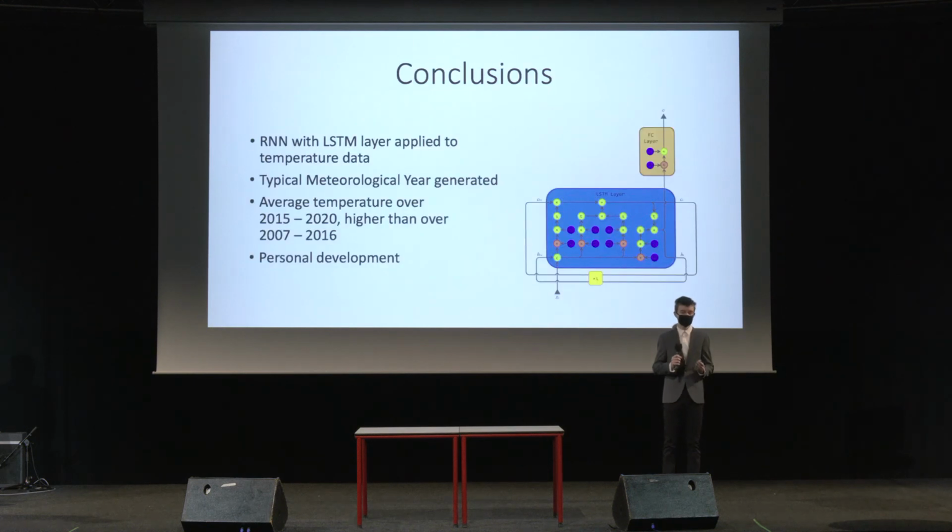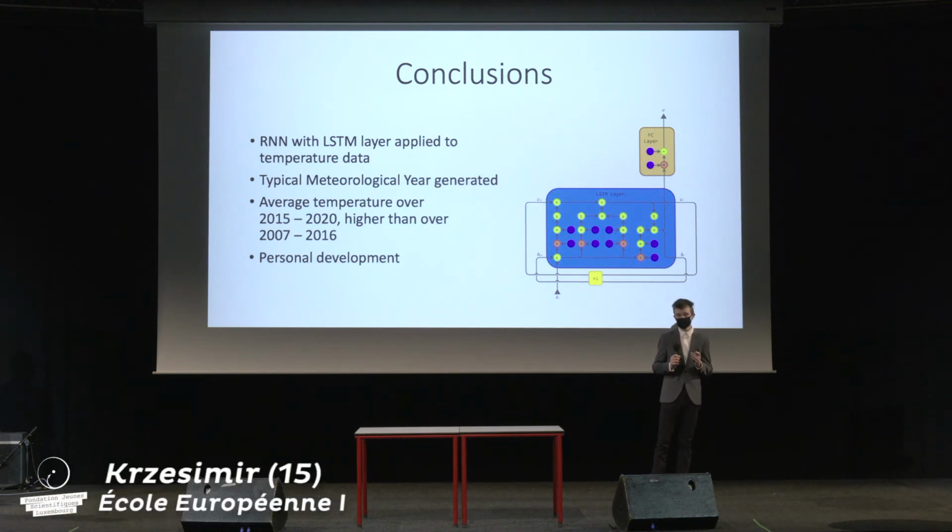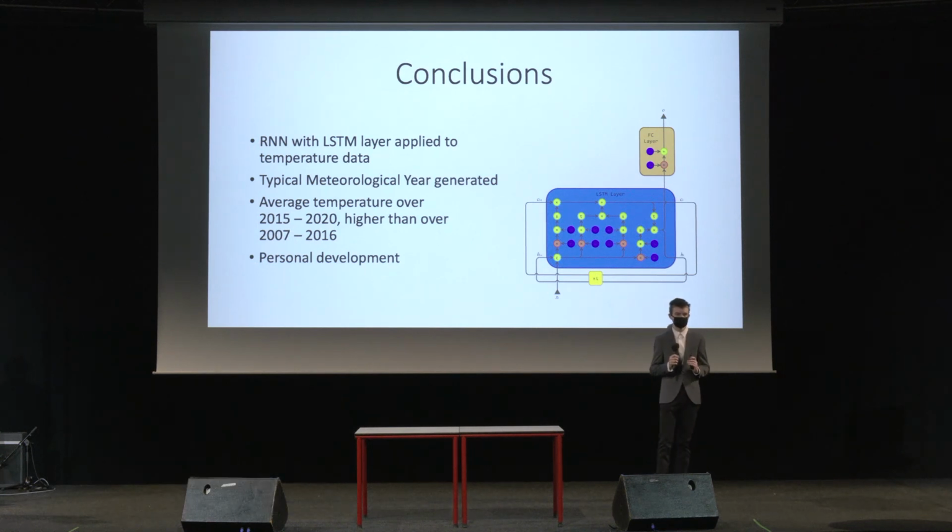I have successfully applied a recurrent neural network with a long short-term memory layer to model sequential temperature data. I have combined 6 years of generated temperature data to obtain a typical meteorological year. Based on the typical meteorological year comparison, the average temperature between the years 2015-2020 has been higher than the years 2007-2016, which can be seen as a demonstration of a global warming effect.